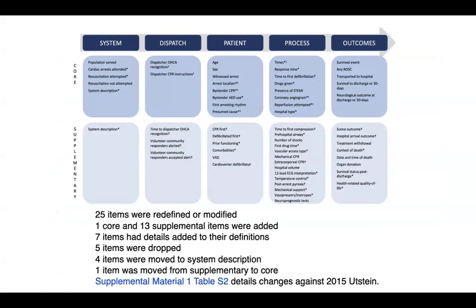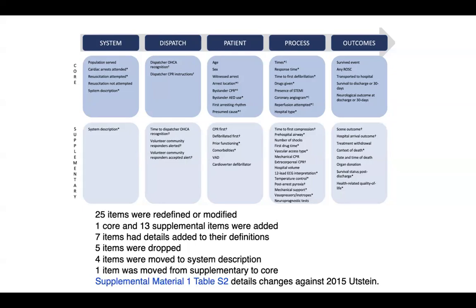So we did retain the 5 domains, as I said. And you can see that we modified quite a lot, but we wanted to do this in a way that it wouldn't have too many ramifications retrospectively for registries, but we also needed to change some things so that we could move forward. And as you can see here, we added 1 core item and 13 supplementary, and we added some details to some of the definitions that we thought were in need.